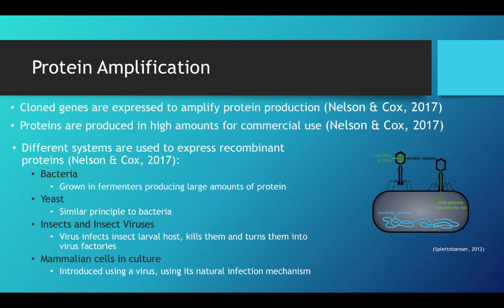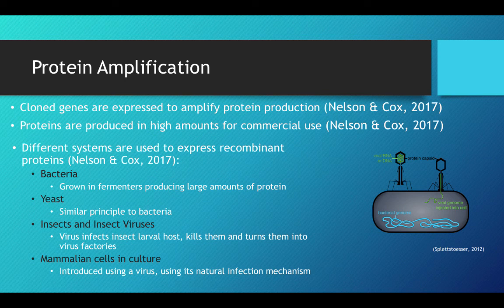Insects and insect viruses. Baculoviruses are insect viruses that infect larval hosts, act as parasites, kill the larvae, and turn them into factories for virus production. Late in the process, the viruses produce large amounts of proteins. The genes for these proteins can be replaced with a gene of interest and produced at very high levels.